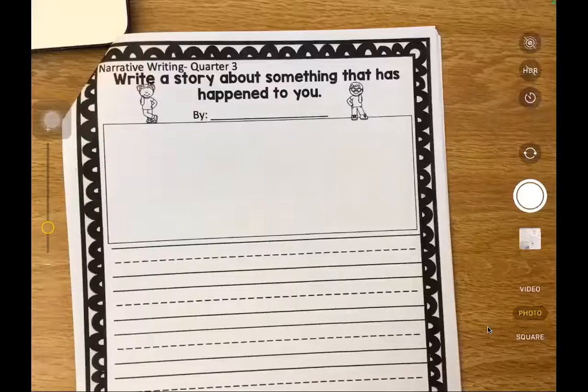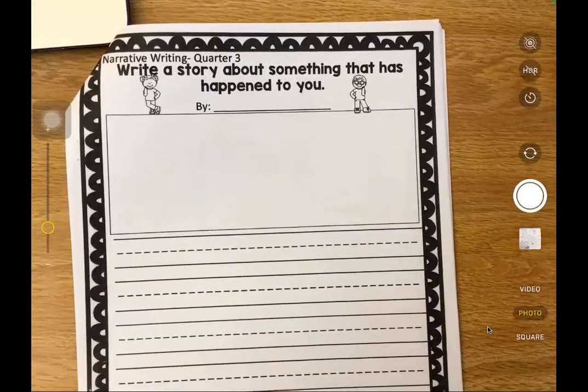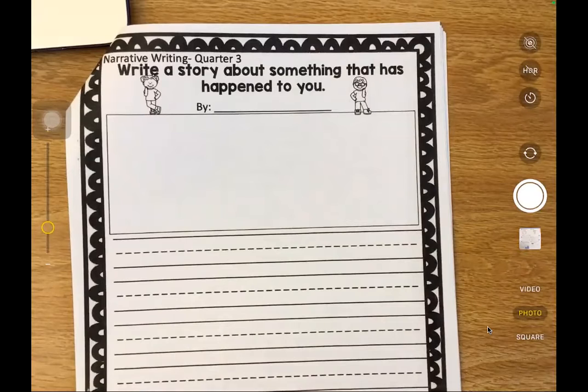Now, remember, every story needs a beginning, a middle, and an end. You might have a problem with a solution. So let's take a look at how we can get our story started. Now, I was thinking about what I wanted to write about. And I was thinking about a time that I was going swimming. So this story has to do with a time I went to the pool.